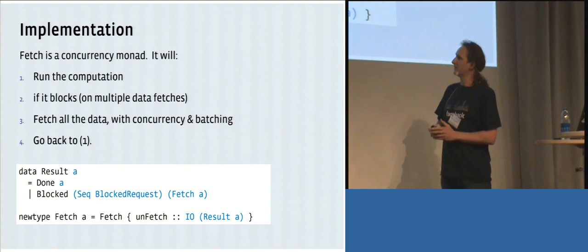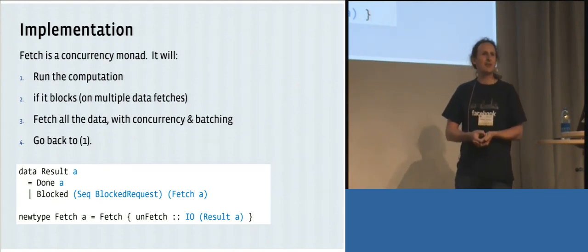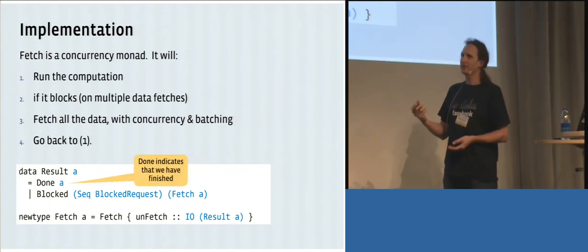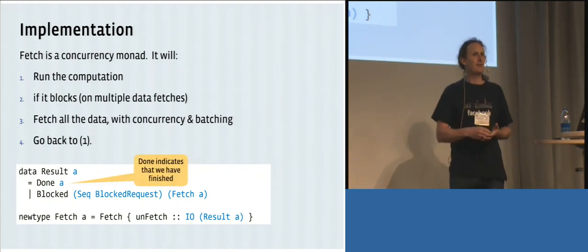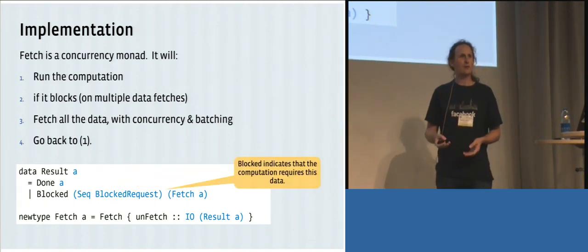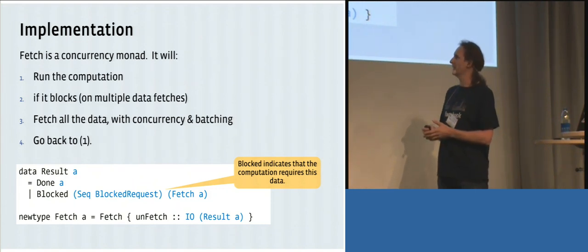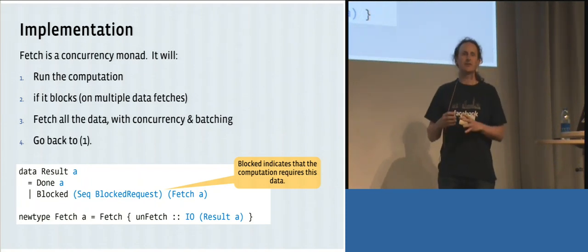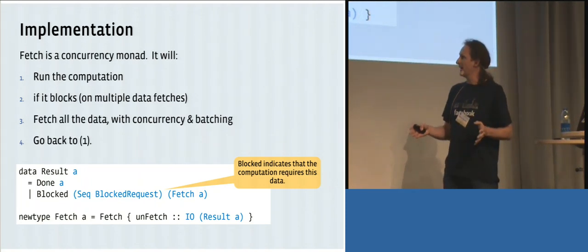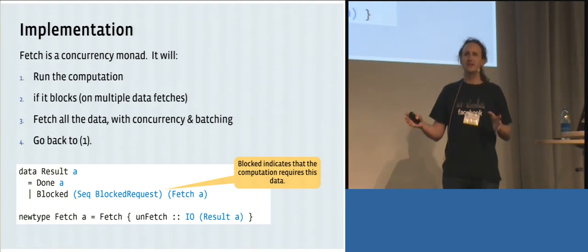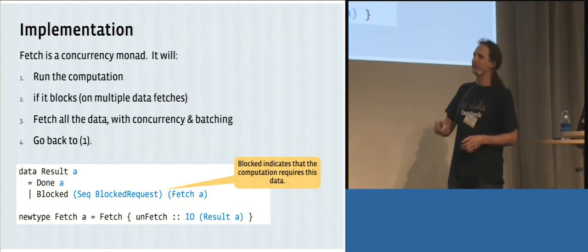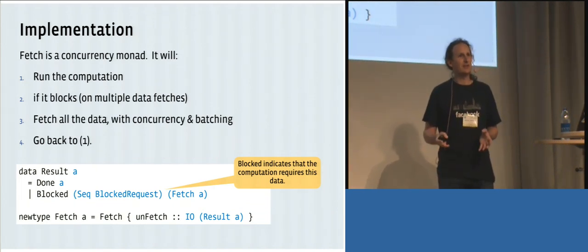This is the result type here, and it might look familiar to you if you've seen concurrency monads before. There are 2 constructors. There's a Done constructor, which is the final result. If the computation completed without needing any data, then it returns Done. Or it was blocked. And the Blocked constructor has 2 fields. It has a sequence of blocked requests. This is the case where the computation is blocked on multiple things, and this sequence of blocked requests is the set of things it was blocked on. And it has a Fetch a, which is the continuation to run after we fetch all the data.